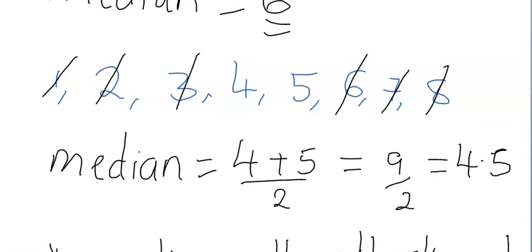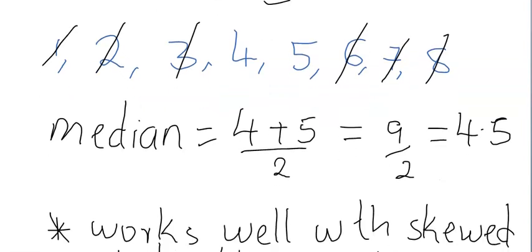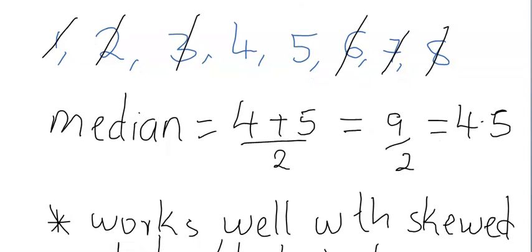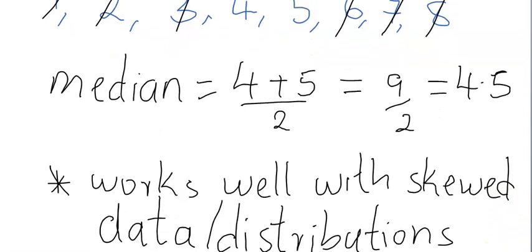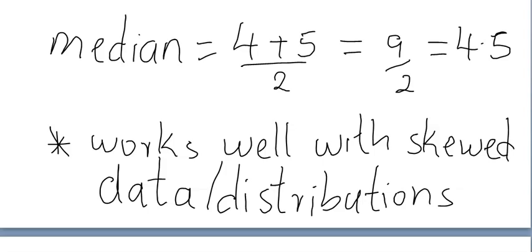Well, there's a point you must know, is that median works well with skewed data or skewed distributions. So unlike the mean, median still works well with skewed data that has outliers. For mean, we said it doesn't work well with outliers, but for median, it has no problem. Now that is it for median.